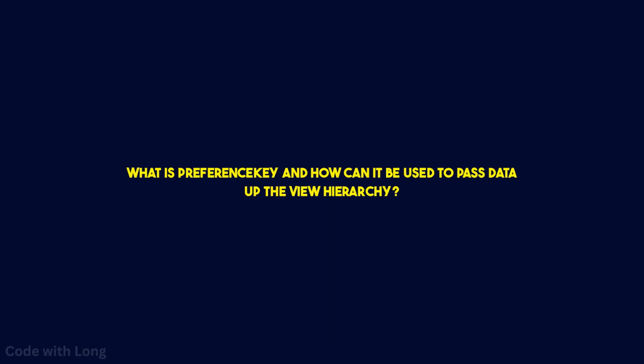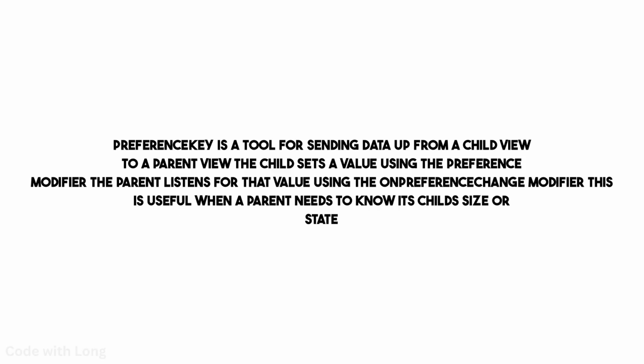What is preference key and how can it be used to pass data up the view hierarchy? Preference key is a tool for sending data up from a child view to a parent view. The child sets a value using the preference modifier. The parent listens for that value using the onPreferenceChange modifier. This is useful when a parent needs to know its child's size or state.